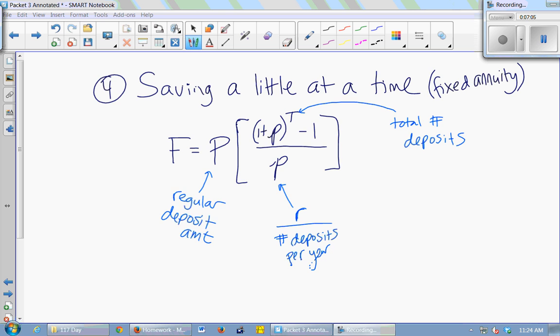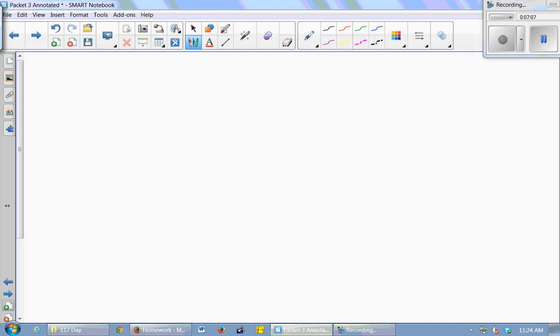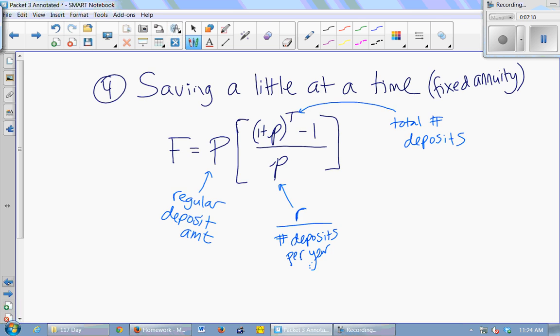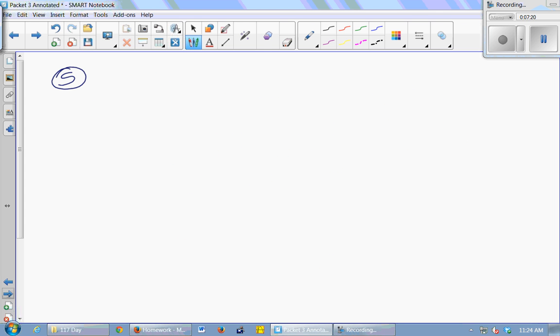All right, and then the next thing that we had dealt with in terms of finances was debt. So we have 2 different kinds: we have credit card, and we have amortization.